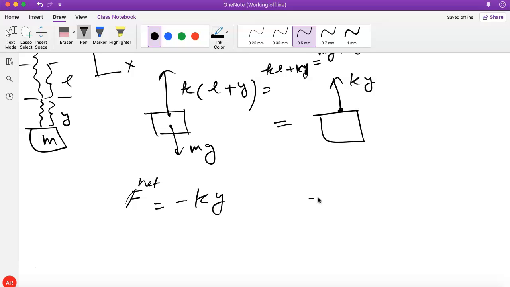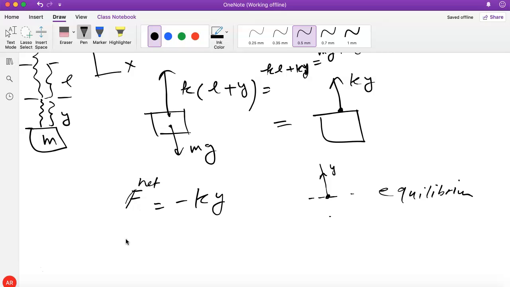So let's say that's the equilibrium position. Okay, this is the y-axis here. So if you compress it, if you push it up from the equilibrium position, you have a positive y and then you get a downward force. And if you stretch it down like this, like the example we studied, the y is negative, and then the force we get is upward. So this minus sign works.